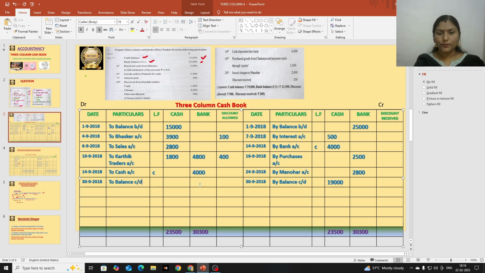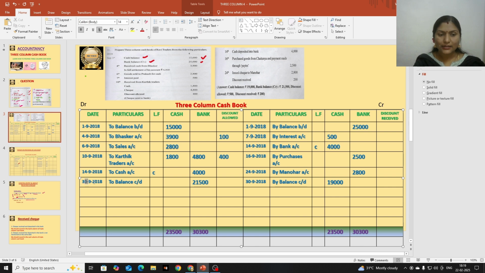Okay, so in the bank column we will put the amount. How much? You just deduct 8,800, that is the debit side total of the bank column, from 30,300. So 30,300 minus 8,800, we will get 21,500. So record 21,500 here. Okay, so this is how we are balancing. We balance the cash column as well as the bank column.